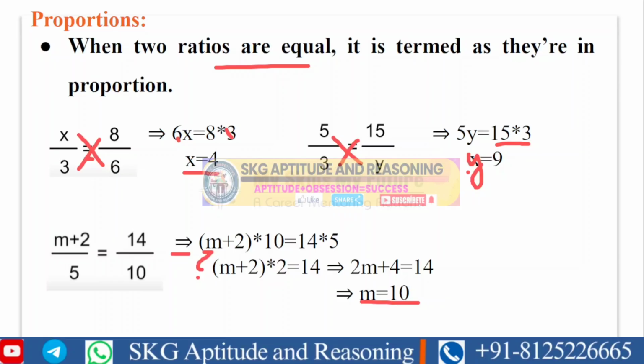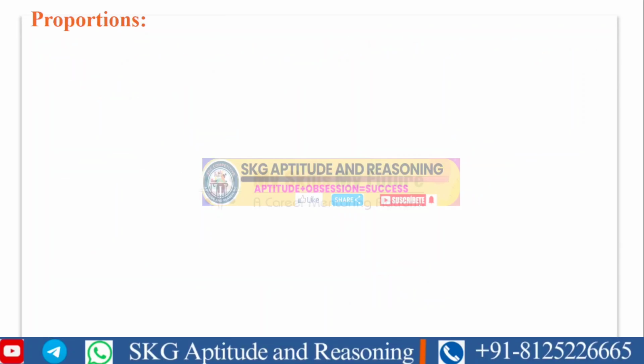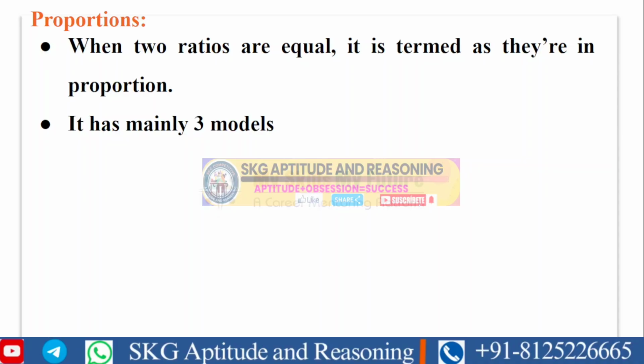Let us move to the next slide, our next concept related to proportions. As I said, when ratios are said to be in proportion, the given ratios must be equal. It has mainly three models, so for our convenience, we divide it into three models. First, we'll discuss model 1 of problems. Before going to model 1, we'll first see what the different terms involved in proportion are and how to approach each type of question, and then we'll move to the actual problems.